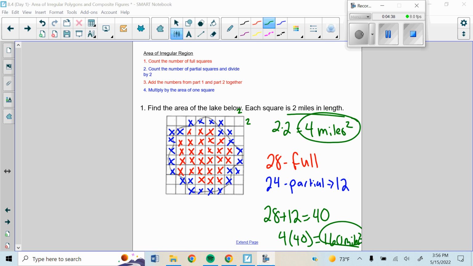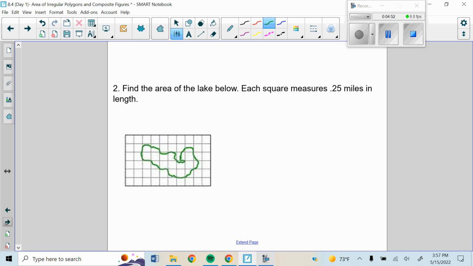Okay, so I took my partial and I divided by 2 and I added that to my full amount. So 28 plus 12 gave me 40. And then I times that by the area of 1 square, so I get 160 miles squared. All right, another one like that.